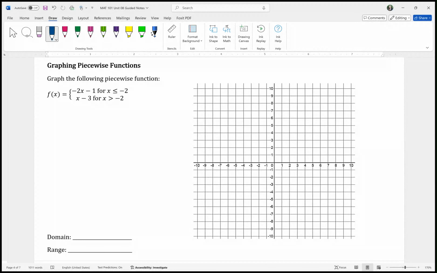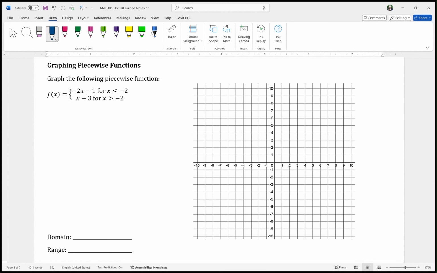we've got this function and we're looking at our inequalities. Both of our inequalities are relating to negative 2. So x is less than or equal to negative 2, and x greater than negative 2. That negative 2 is basically what is dividing the function. The left half is one function and the right is the other function.